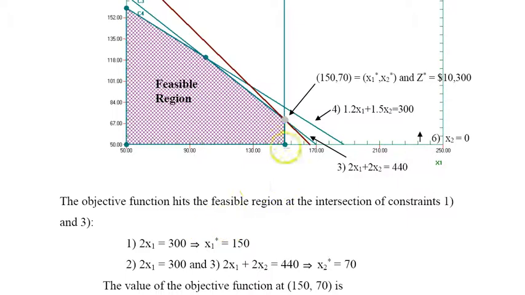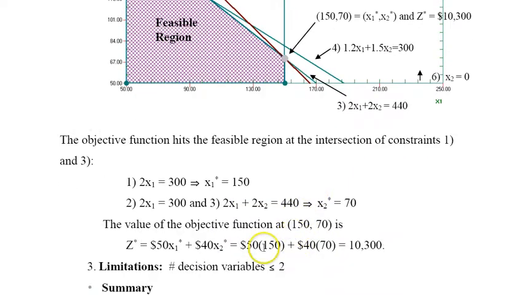So this point is the solution of these two equations, x1 equals 150 and 2x1 plus 2x2 equals 440. So I solve these two equations in two unknowns. Luckily this equation has only one unknown, so 150 and 70, which is what we had before. And so we evaluate z star at 150 and 70, and that gives me 10,300. Okay, so that's this graphical method, and that's how it works.